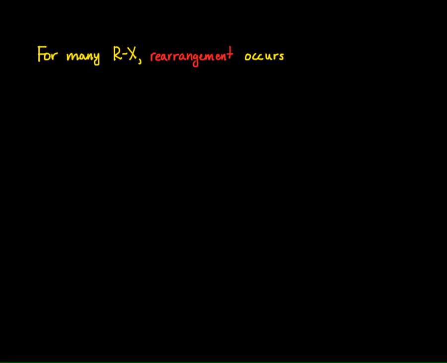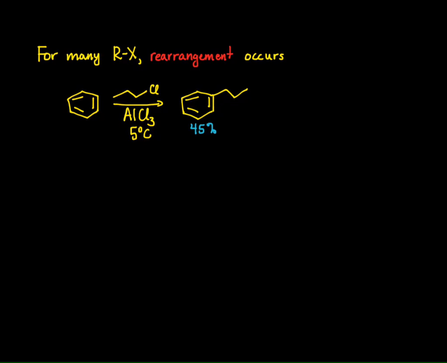Now, for many alkyl halides, when Friedel-Crafts alkylations are attempted, you often get rearrangement. An example of this is if I take benzene and react it with 1-chloropropane, again using aluminum chloride as a catalyst at 5 degrees, I would expect to see propylbenzene, right? So, a typical substitution reaction. When I do this, the yield of this product is actually only 45%, and I get another product, and that other product is isopropylbenzene. So I get propylbenzene in 45%, but I get isopropylbenzene in a whopping 55% yield.